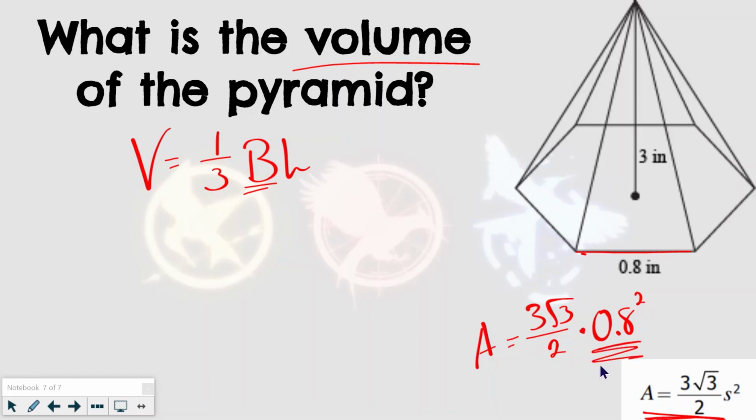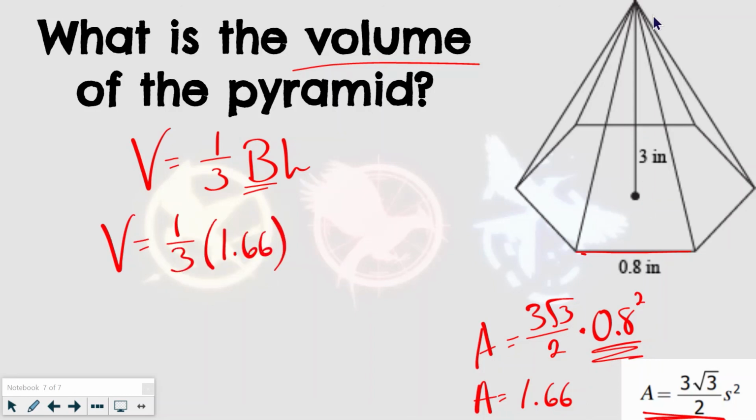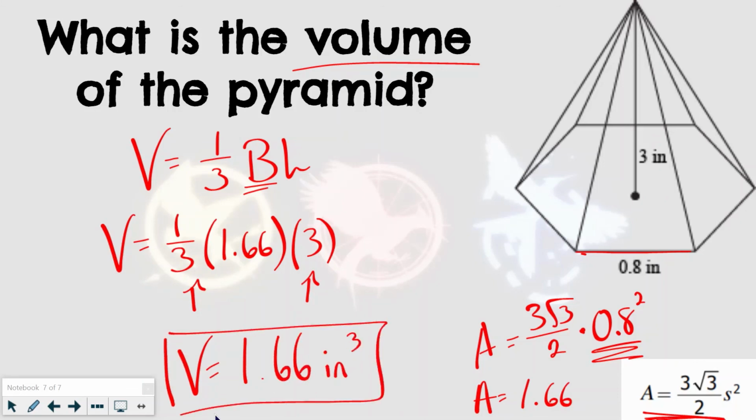So when you square this and then multiply this stuff out, you get that the area of the base is 1.6627. I'm just going to leave it at the hundredths place. So the volume is 1/3 of that area, 1.66, times 3, which those are just going to cancel each other out. So the final volume is 1.66 inches cubed. I just really want to stress that this equation works regardless of the base. As long as we can figure out the area of that base and we know the height, then you can find the volume.